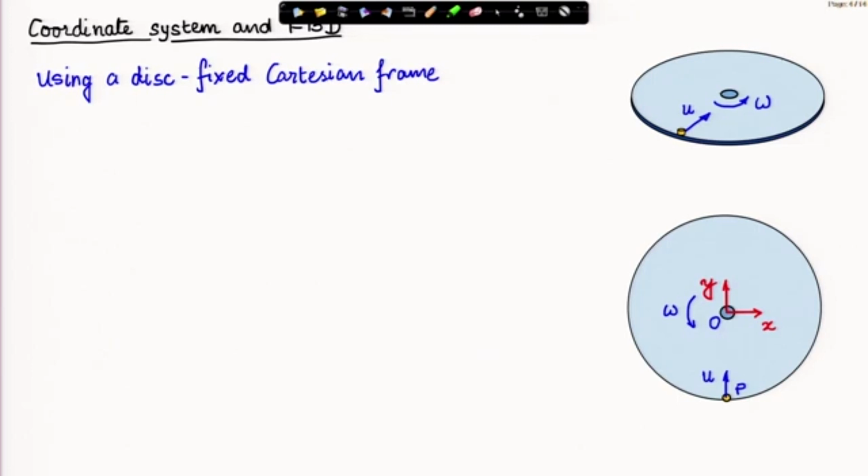So, this is our coordinate system, then the free body diagram: the weight of the cylinder and the normal reaction. These are the only two forces acting on the cylinder. There is no friction in this case.